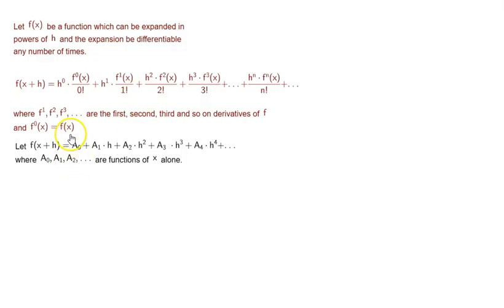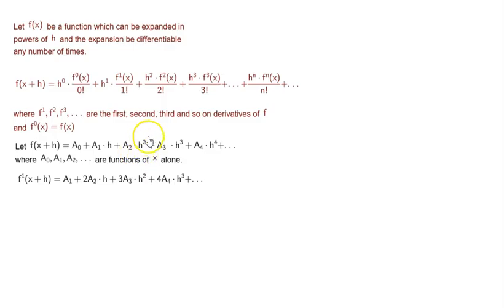Now here we are taking f of x plus h equal to a0 plus a1 times h plus a2 times h square plus a3 times h cube plus a4 times h to the power of 4, where a0, a1, a2 are functions of x alone. What will be the first derivative of this? Here if you notice, a0 is a constant. So when we take the derivative, it will become 0. So it will disappear. Now a1 times h, its derivative is a1.